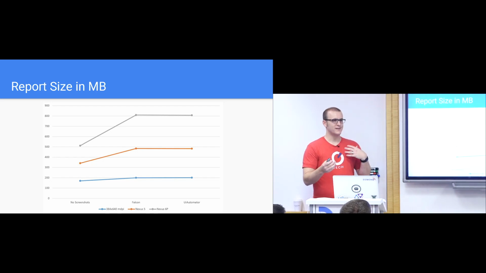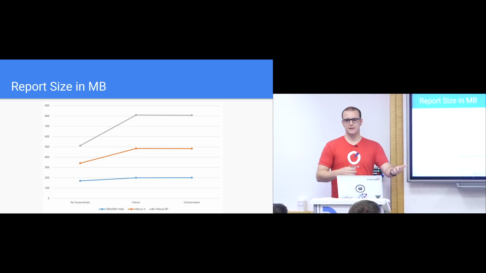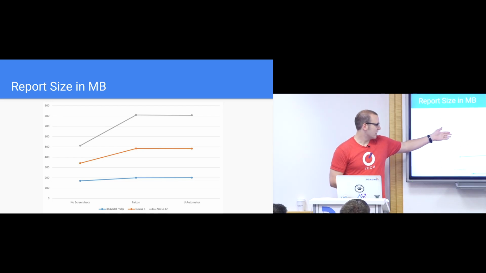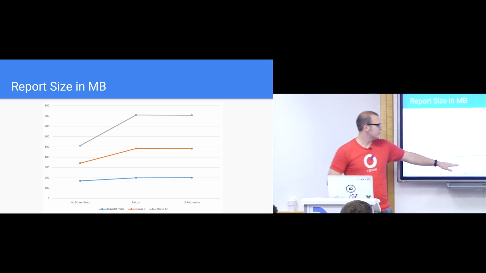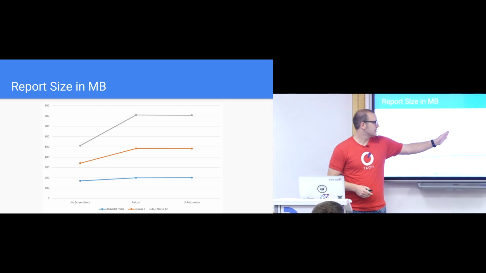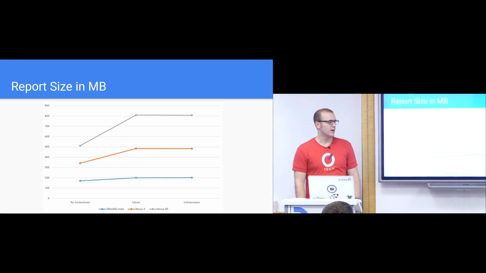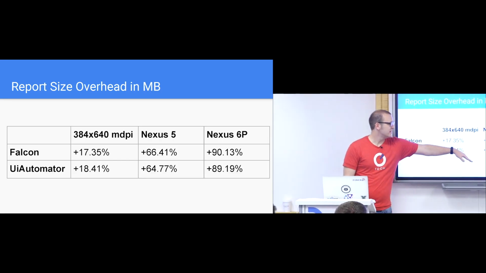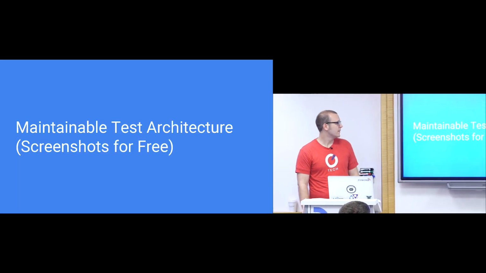I don't know why I didn't figure this out in the beginning, but they are very, very linked, because the bigger the file size, the bigger the file is going to be written on the Android device and then has to be pulled off. Your report size in megabytes is obviously very small when there are no screenshots. But as you keep going and you use Falcon or UI Automator, it's pretty consistent, right? If you have a screenshot, it's the same size PNG file, same size overhead. Here are the stats on that, but basically 17, 18%, 65, and 90% is the cost as you go along.